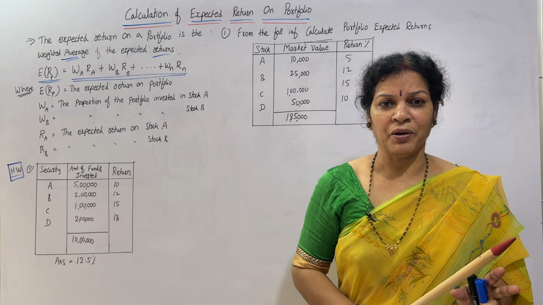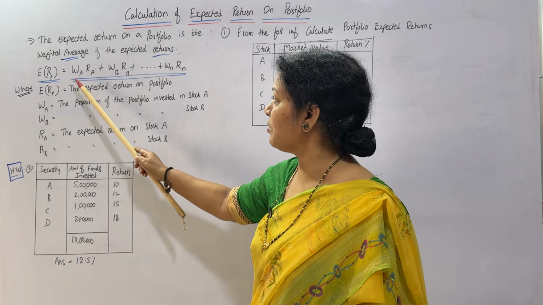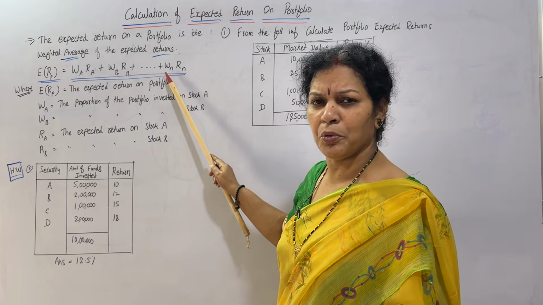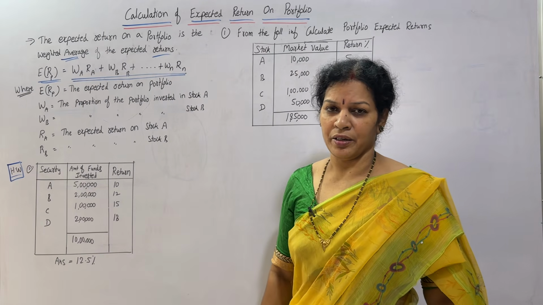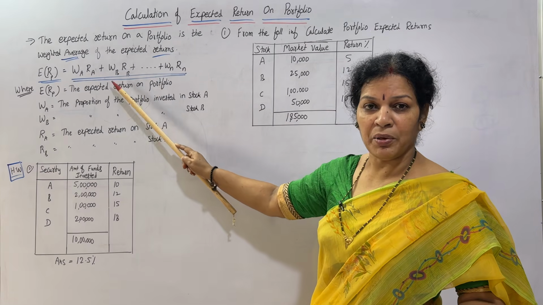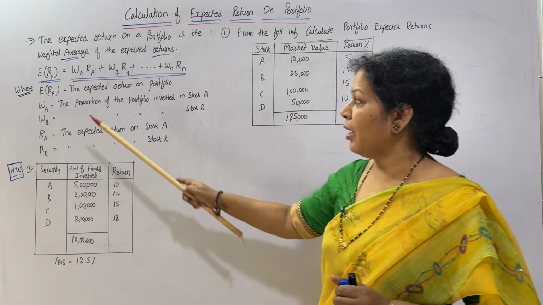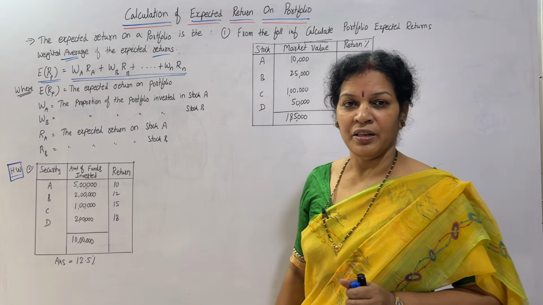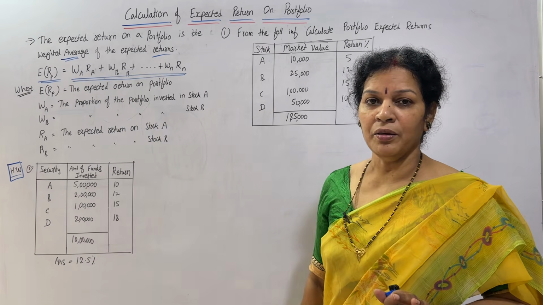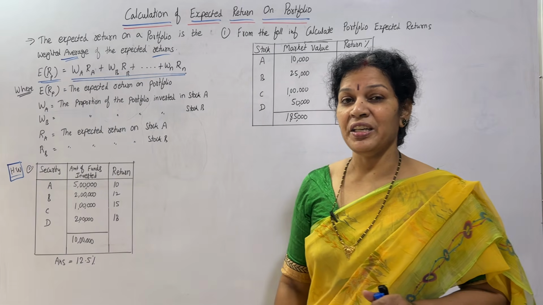There is a simple formula you have to remember, that is ERP. ERP is equal to WARA plus WBRB plus and so on till WNRN. According to how many investments there are, the formula will be extended till WNRN. Now, the abbreviations: ERP stands for the expected return on portfolio.